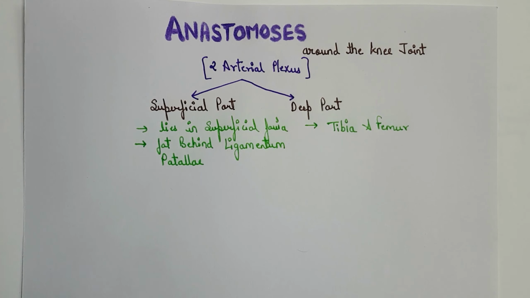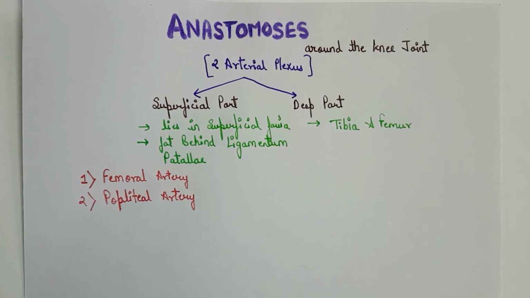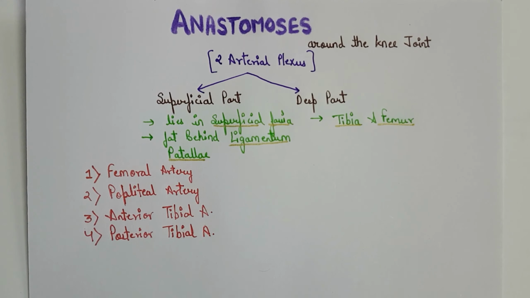Now let us take a look at the arteries involved in the anastomosis around the knee joint. There are a total of 4 arteries. The first is the femoral artery, the second is the popliteal artery, and the third and the fourth are the anterior and posterior tibial arteries respectively. But before starting with our topic, let us take a quick review of the relation between all these 4 arteries.